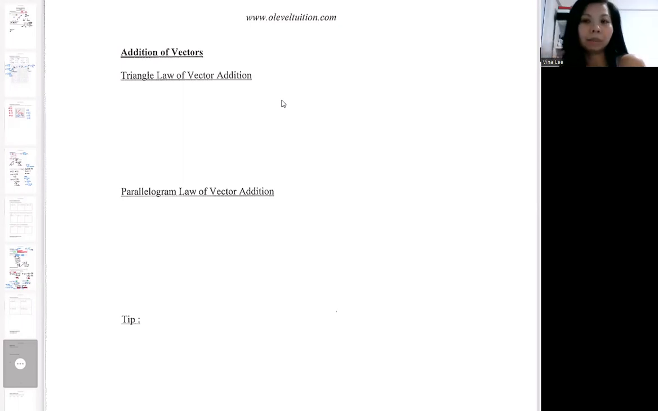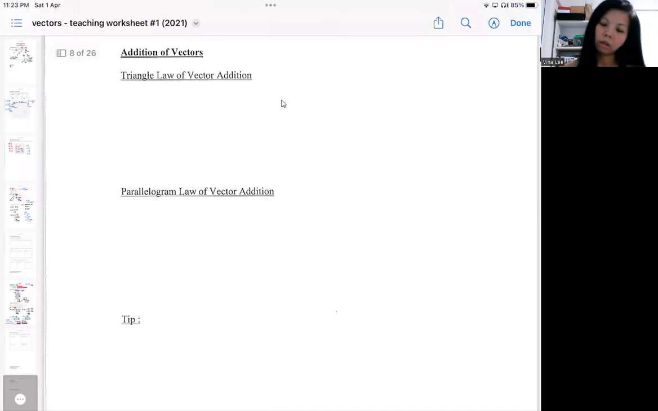So basically they are the same thing. So I will not be emphasizing on parallelogram law. I'll just be doing triangle law. So if let's say you do the parallelogram law in school, it will still be the same. Okay, so I will just focus on triangle law, and then later on I will show you a tip for doing the addition. Okay, so basically how would you understand triangle law?